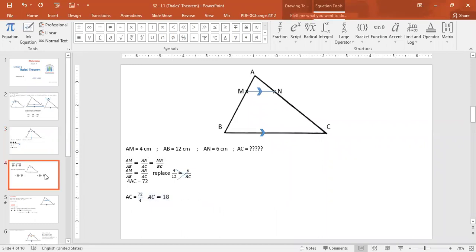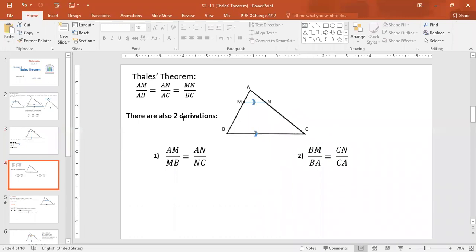Now let me move to another slide. If I have this triangle ABC, I have taken M between AB, I have taken N between AC. The two lines MN and BC are parallel. So we can apply Thales theorem here. The ratio will be AM over AB is equal to AN over AC is equal to MN over BC. So this is how we apply Thales theorem.